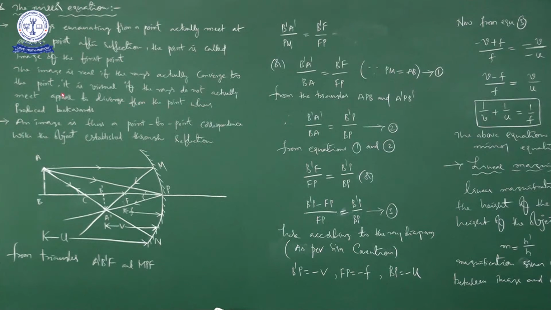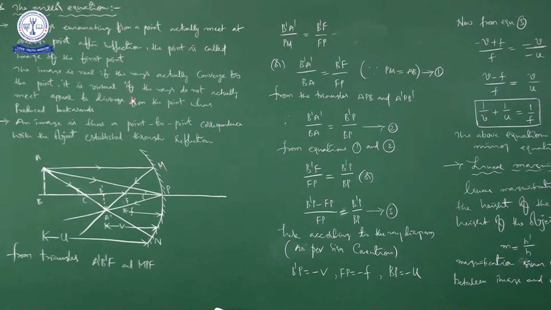So do not actually meet means appear to diverge from the point when produced backwards. Okay, right. So this is the situation which may happen either in case of concave mirror or convex mirror, right? In the last class and before that, I explained to you the meaning of actual meeting and the meaning of appear to meet.